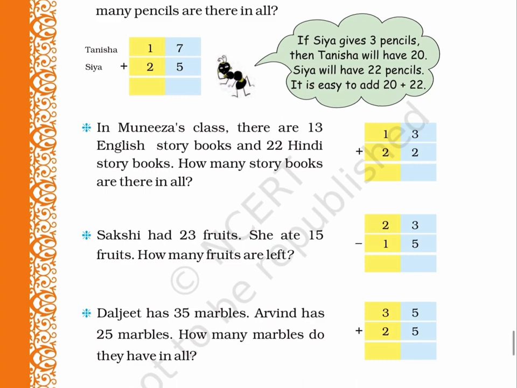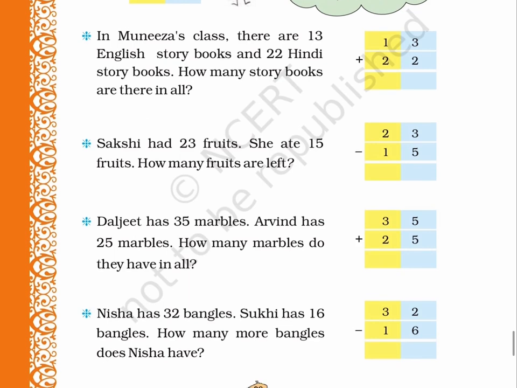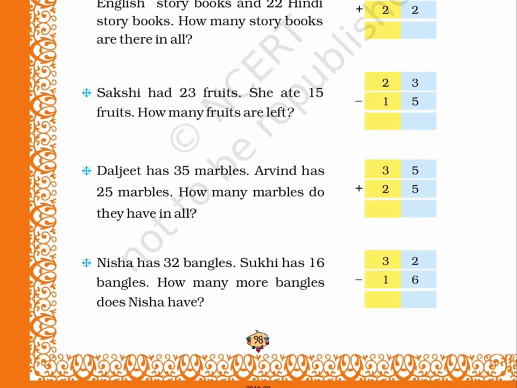Question 3. Sakshi had 23 fruits. She ate 15 fruits. How many fruits are left? Table for this question. Row 1, column 1, number 2 is written. Column 2, number 3 is written. Row 2, column 1, number 1 is written. Column 2, number 5 is written, and there is a minus sign in front of it. Row 3 has space in both columns for writing answers.